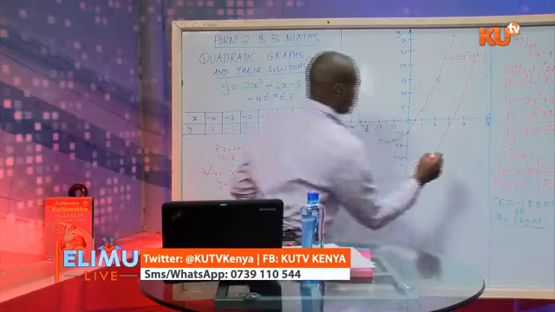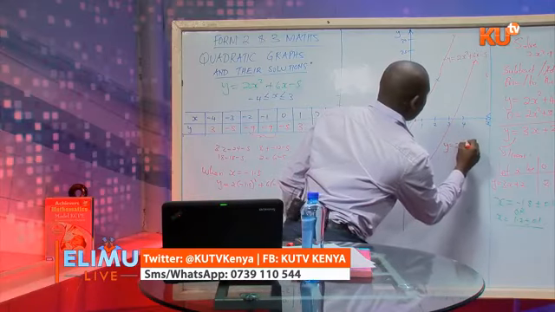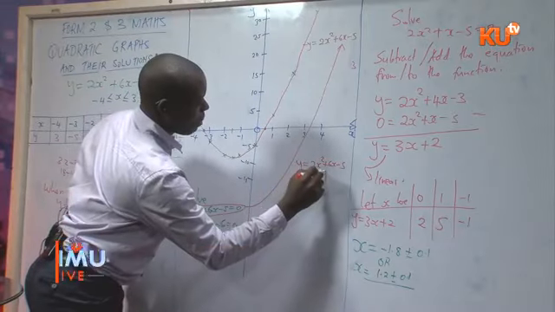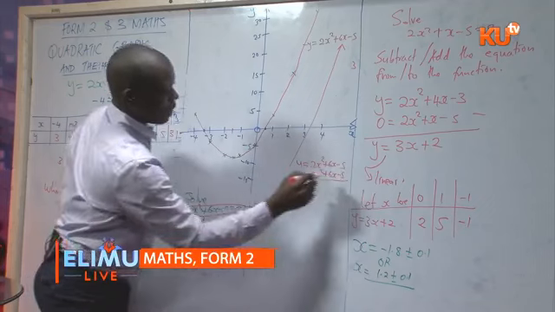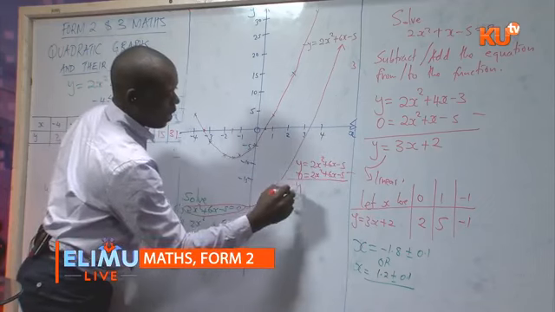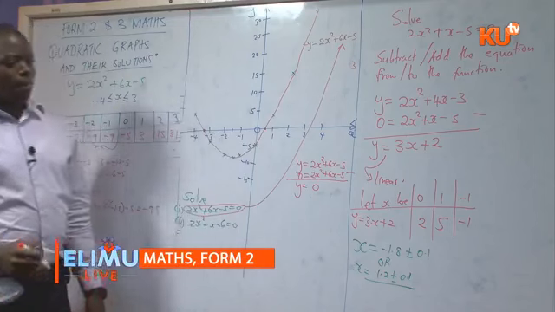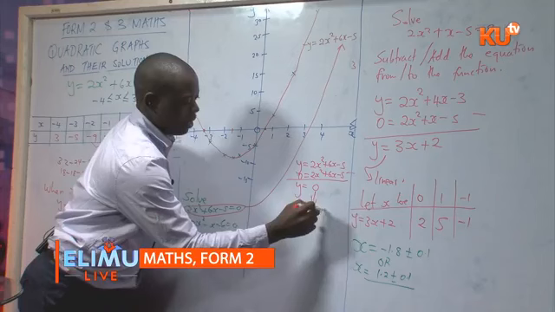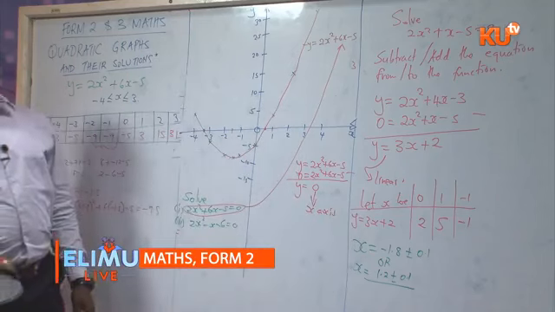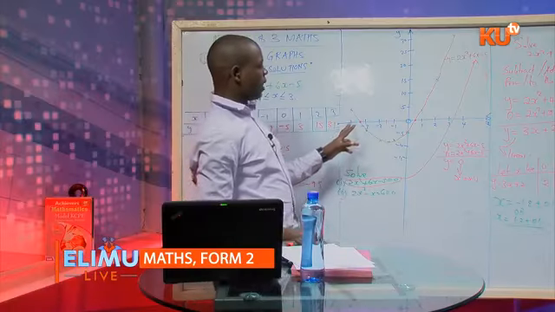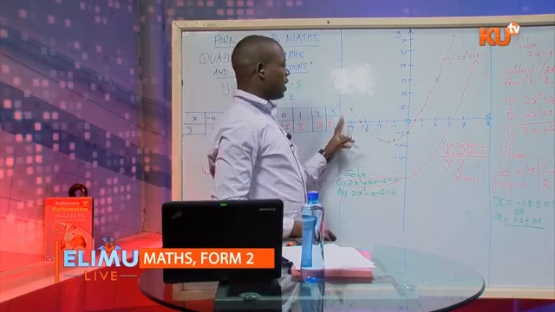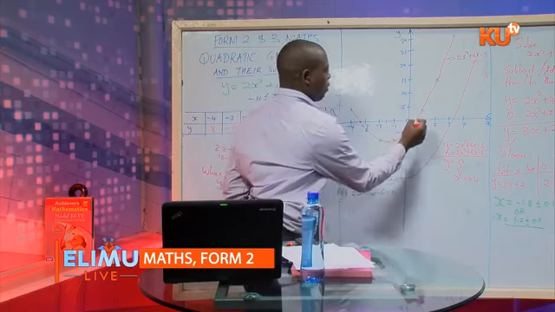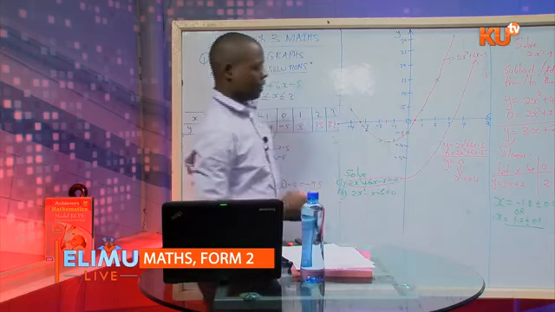Because if you take y is equals to 2x squared plus 6x minus 5, and 0 is equals to 2x squared plus 6x minus 5, and then you subtract, you will have y, and on this side you have 0. So the line y is equals to 0 is the x-axis. This is simply the x-axis. So in short, what you are looking for is the points of intersection of the curve with that axis.